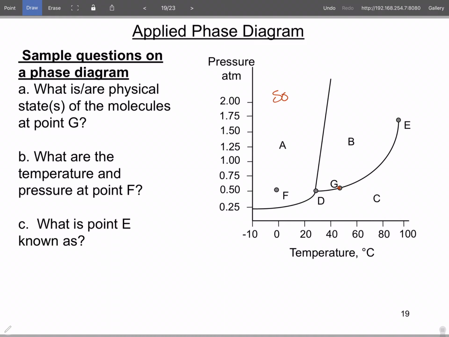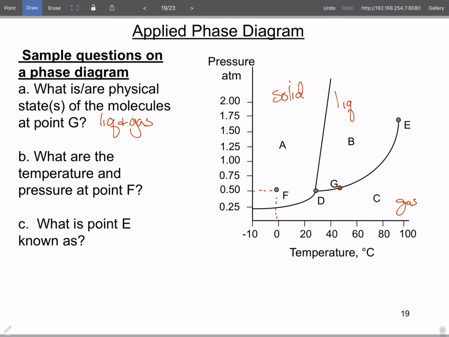And I like to go ahead and write it in. This is solid, this is liquid, and this is gas. So if I'm at point G, I am a liquid and a gas. Okay, I have both states going on. And then what are the temperature and pressure at point F?